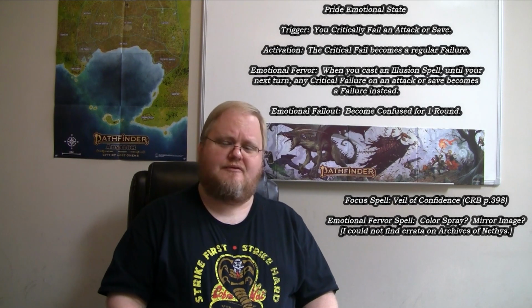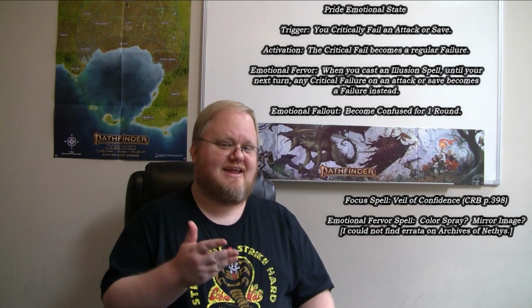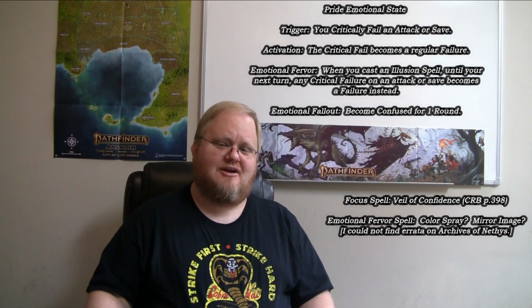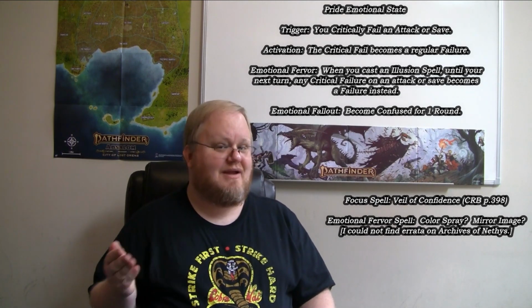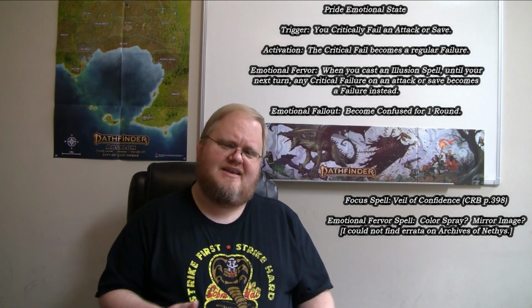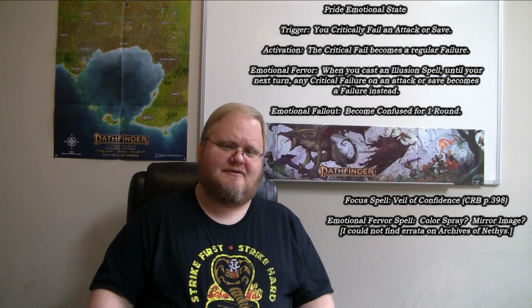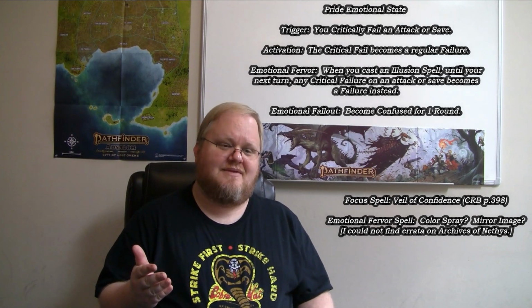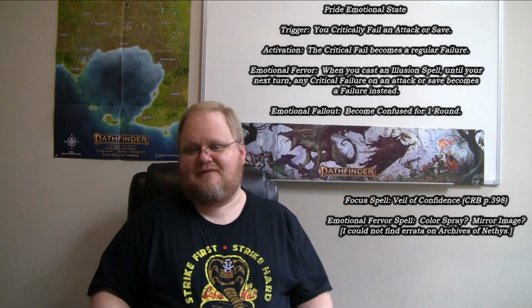The trigger for the Pride emotional state is anytime you critically fail an attack roll or a saving throw, and the cathartic activation turns that critical failure into a regular failure instead. Then, as long as you're in your emotional fervor, anytime you cast an illusion spell, for the next round, if you would roll a critical failure, it again becomes a regular failure.